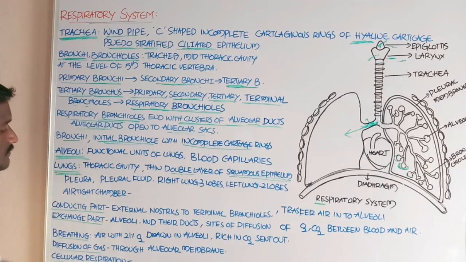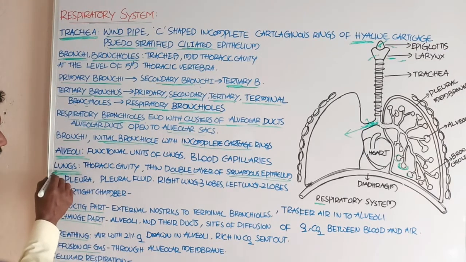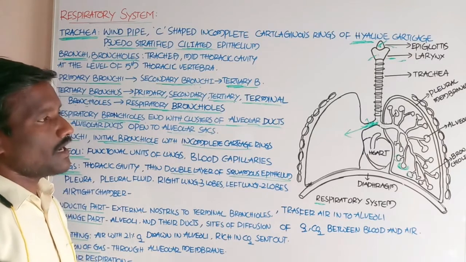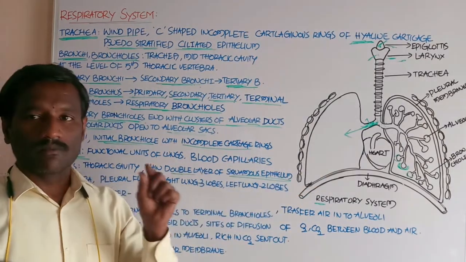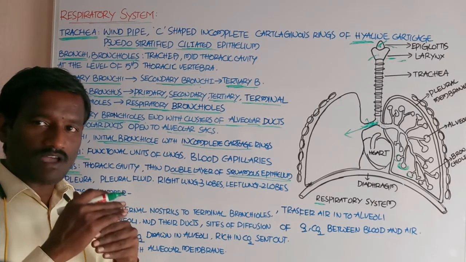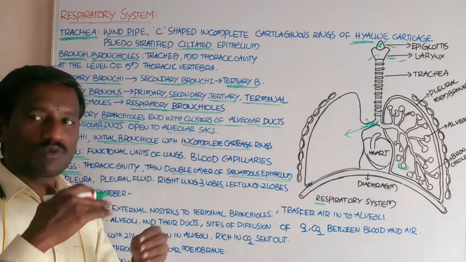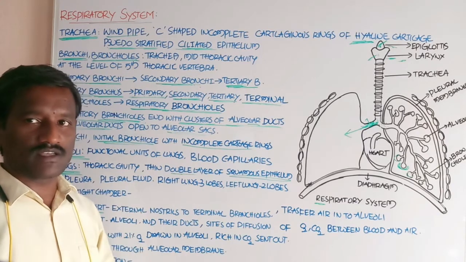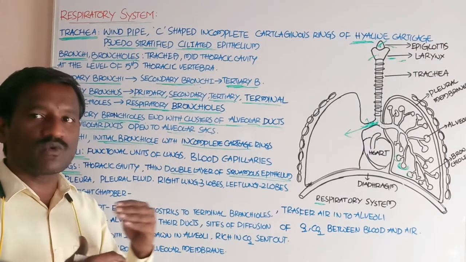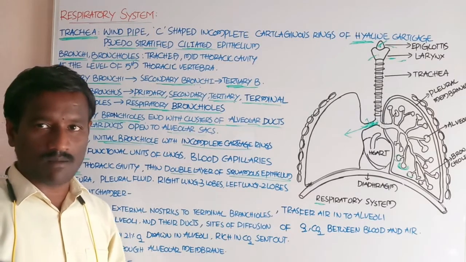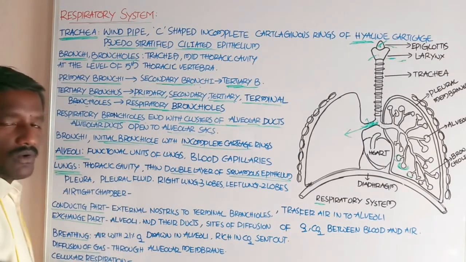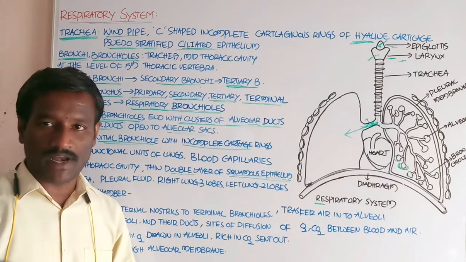Now, students, what about the lungs? Lungs are present in the thoracic cavity. They occupy most of the space in the thoracic cavity. The lungs are situated in an airtight chamber, surrounded by a double-layered membrane.